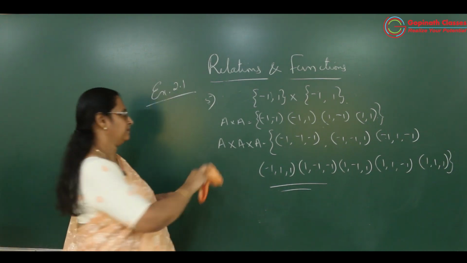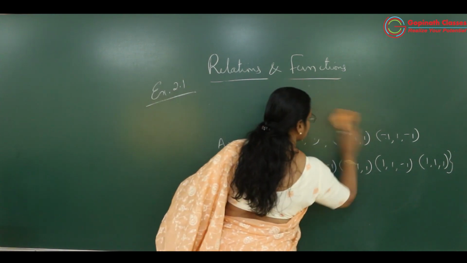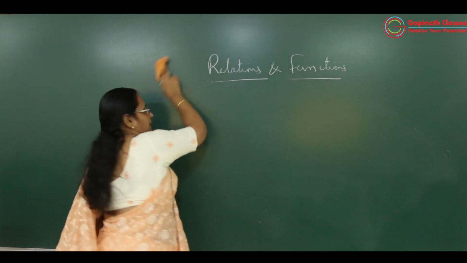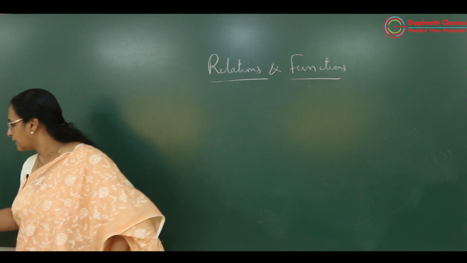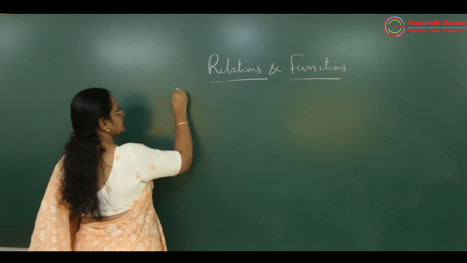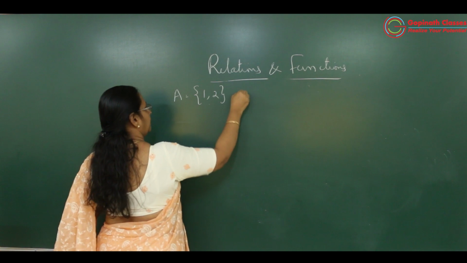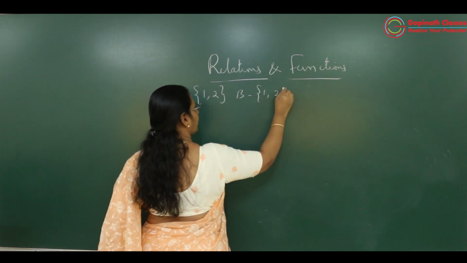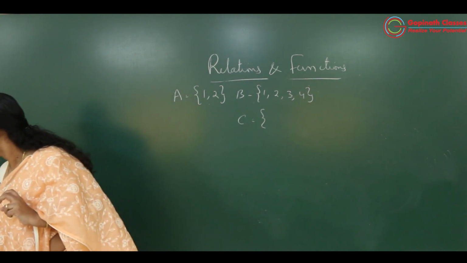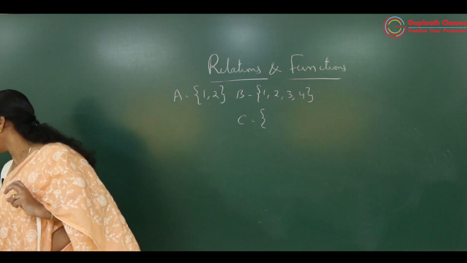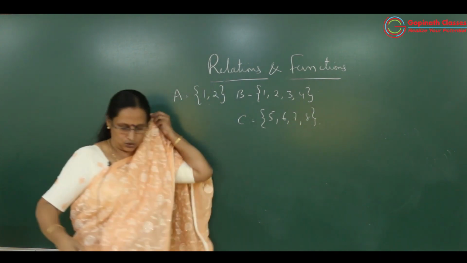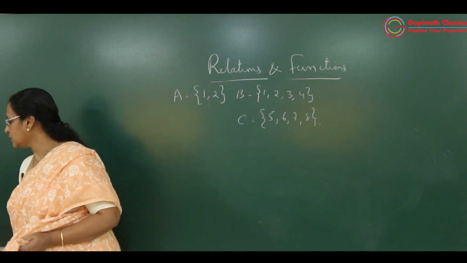The seventh question is verifying. One question I will do, and the similar questions you can try, because this is not the main problem you may have in relations and functions. So, A is the set {1, 2}, B is the set {1, 2, 3, 4}, and C is {5, 6, 7, 8}. You have to verify that A cross (B union C).